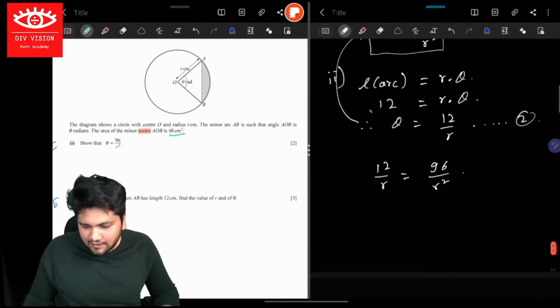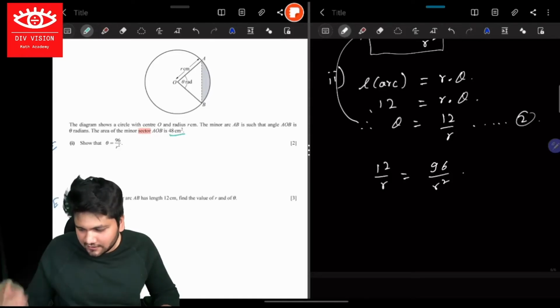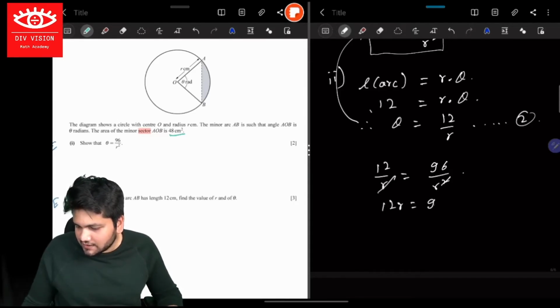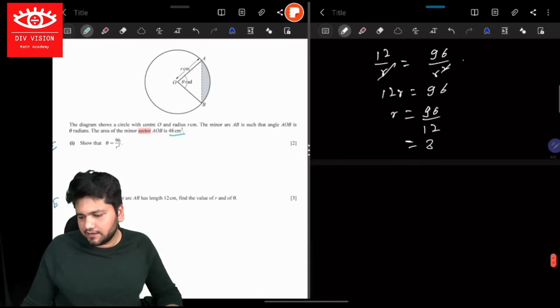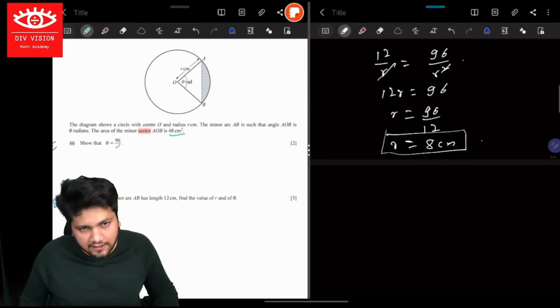And then we'll solve. r cannot be 0, that's why we can cancel. Otherwise, we could use the quadratic method. So we'll just cancel this r square with this r. So we'll get 12r is equal to 96, or r is equal to how much? It's going to be 96 by 12, which is nothing but 8. r is equal to 8 centimeter. So that's going to be the radius of the circle.